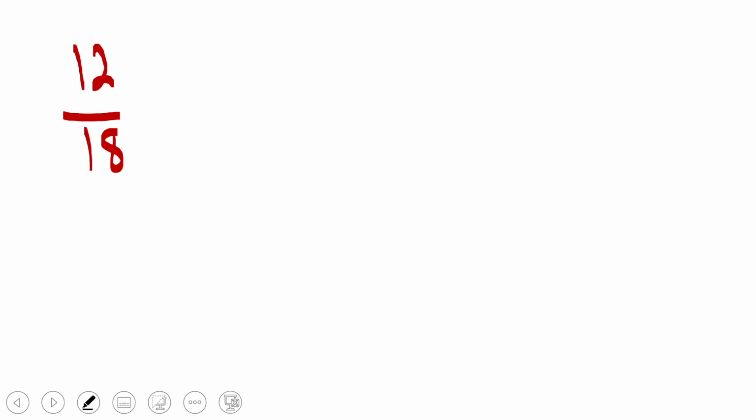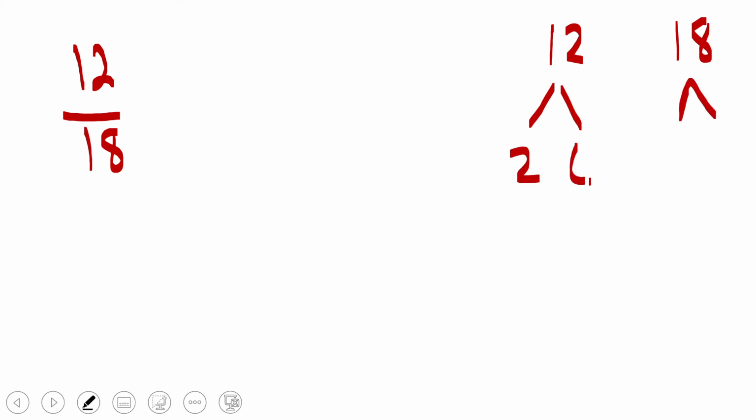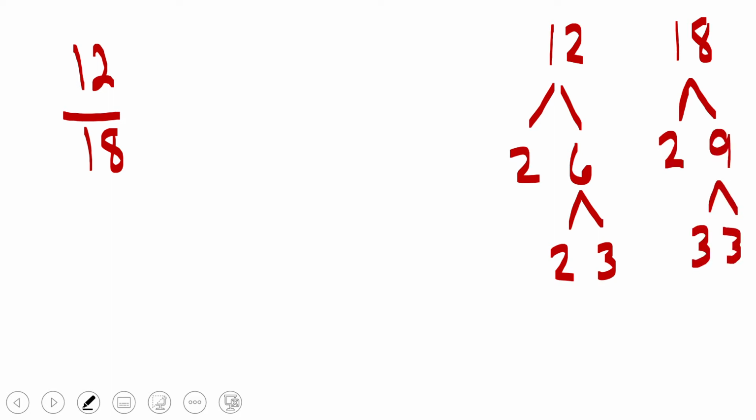For us to reduce fractions, we can use our knowledge of finding the greatest common factor to do that. So if you have a fraction of 12/18, then come over here and do some prime factorization for 12 and 18. So we're going to have 2 times 6, then 2 times 3 for 12, then for 18 we'll have 2 times 9 and 3 times 3.